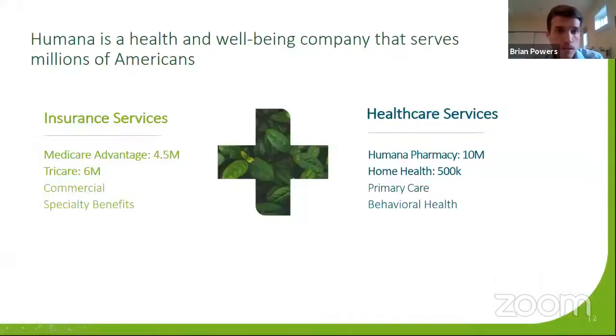And so I'll start off by just, representing the stakeholder perspective here, giving you all a sense of us as a stakeholder, of who Humana is. So for those of you not aware, Humana is a very large health and well-being company. We serve millions of Americans, provide healthcare services to millions of Americans. Both insurance services, as a large Medicare Advantage plan and a provider of benefits to commercial and military members. And then also is a very large healthcare services company with a large pharmacy, large home health, primary care, and behavioral health presence.